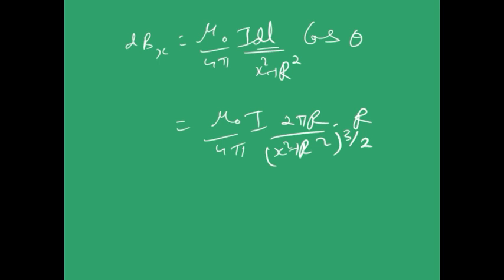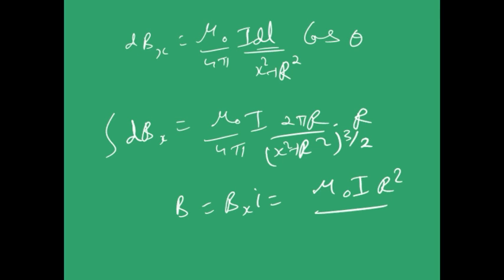Everything is clear till now? Of course, this is the final answer. This is the integral of dBx. You can write the same thing as mu naught I r square by 2 times (x square plus r square) whole power 3 by 2, in the i cap direction.